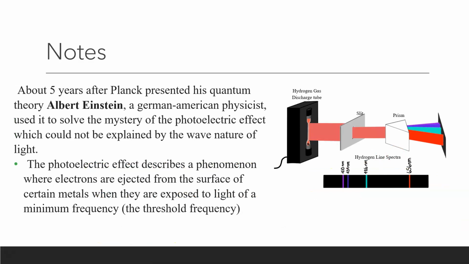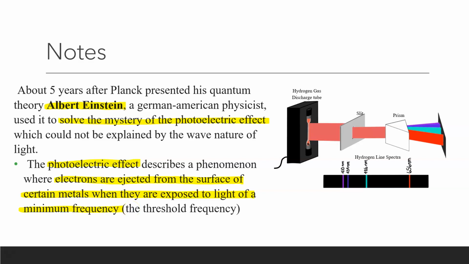Five years later, Albert Einstein came into the picture. He was a German-American physicist, and he used Planck's work to solve the mystery of the photoelectric effect, which could not be explained by the wave nature of light. The photoelectric effect describes a phenomenon where electrons are ejected from the surface of certain metals when they are exposed to light of a minimum frequency, a threshold frequency.